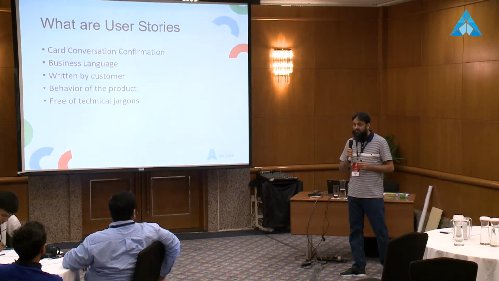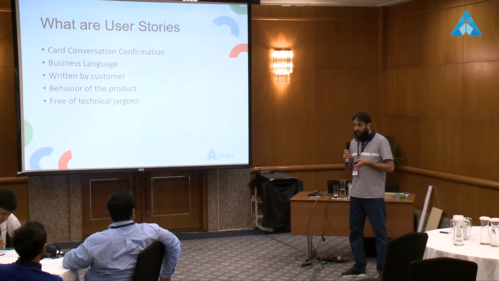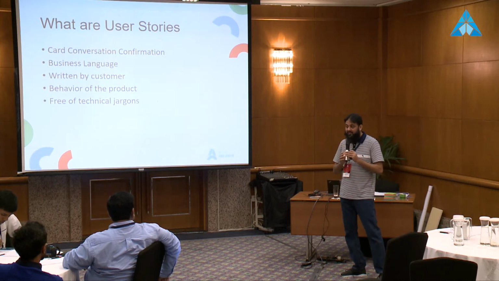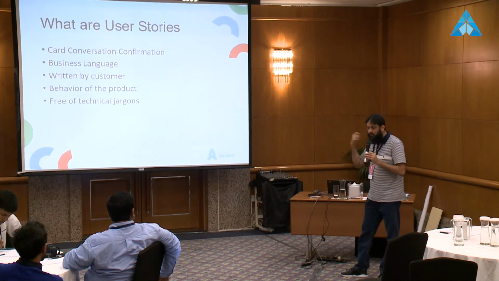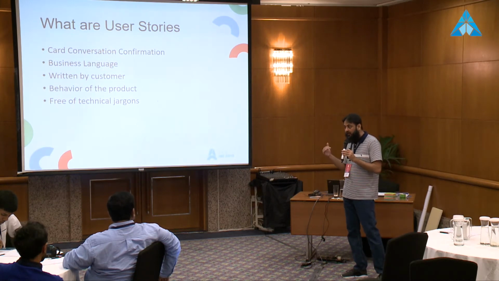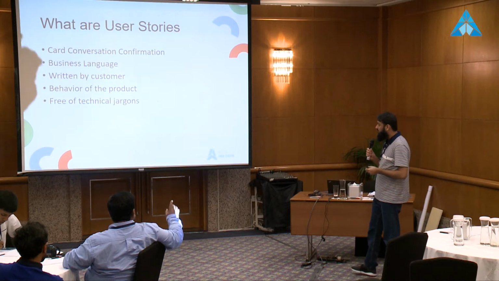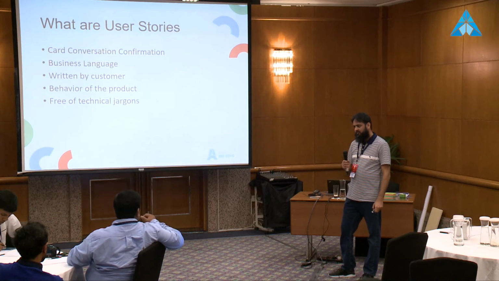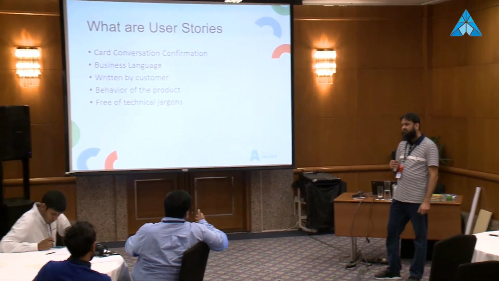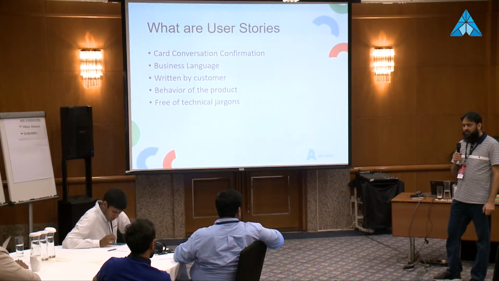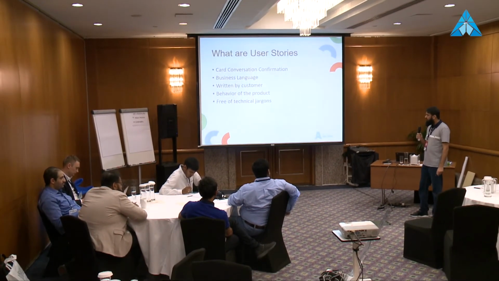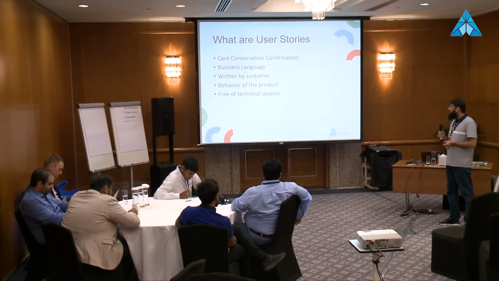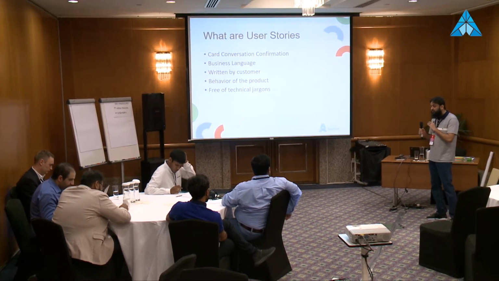And then after the conversation, we have a confirmation, which is the acceptance criteria. We need to validate that this work is done, or how we call it done, by validating that acceptance criteria. This is a three-step process. First we have a card, then we have a conversation, then we finalize the thing, and then we confirm, and then the story is done. It is in business language form, and the best is that it is written by the customer.